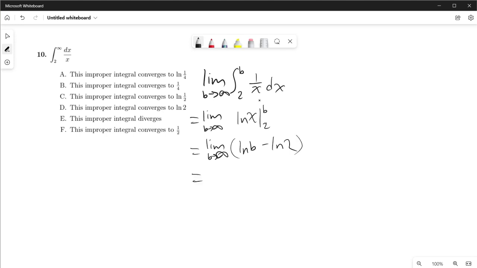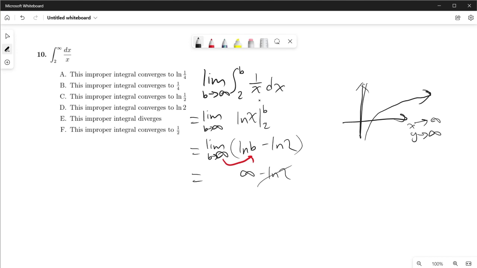Now when we plug infinity into ln, if we just draw a graph of ln, it's actually going to approach infinity as the x value approaches infinity. So we have infinity minus ln 2, which has no impact. And so this will actually just diverge because it has infinity as the value. So choose choice E here.